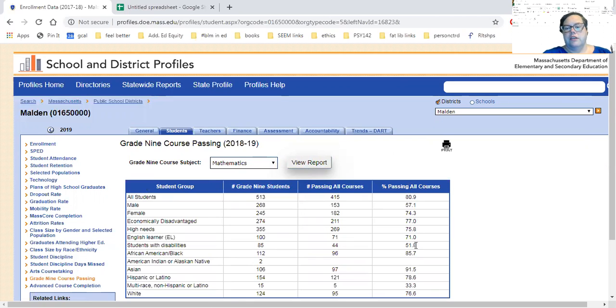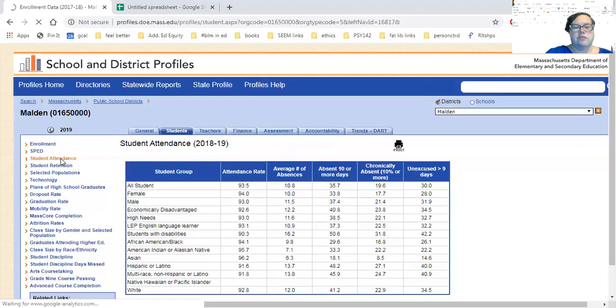I'm noticing here that the lowest rates of course passing for math are for multiracial students, who we saw were really high in the student discipline days missed, and students with disabilities, who we saw were also really high in student discipline days missed. And for male students, theirs are higher than the other rates, but also connecting with those student discipline days missed. You can look at advanced course completion. You can look at attendance up here under student attendance. What's the average number of absences? How do those play out?